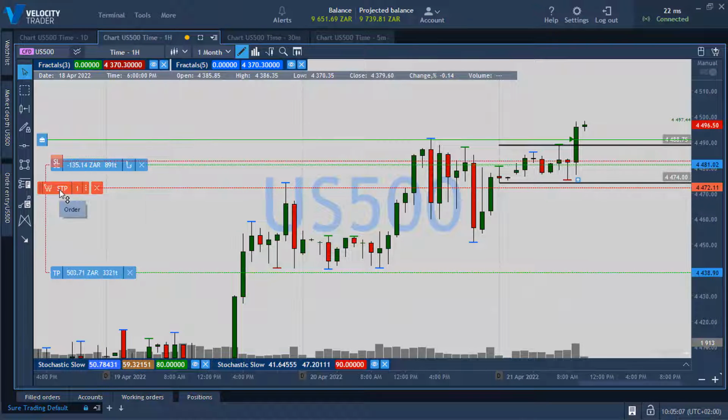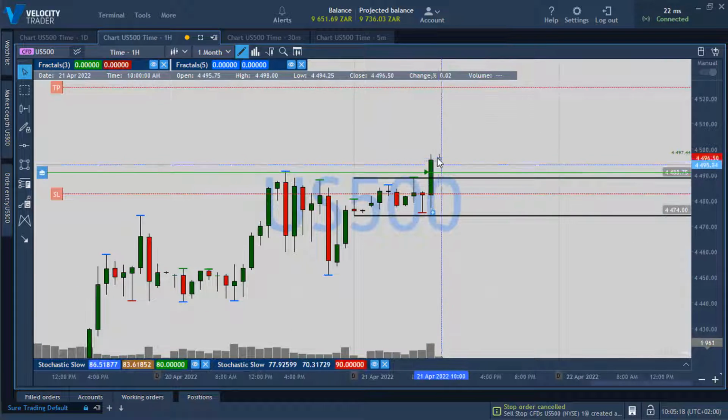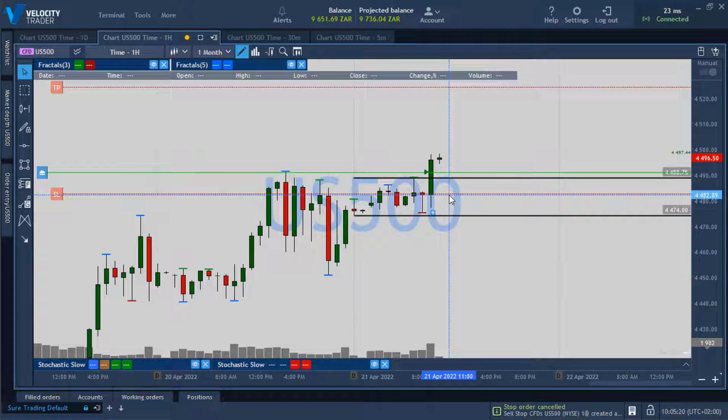In the meantime, I'm going to close my order to go short for now, and if we get stopped out, I might replace my short order, but for now let's focus on the long position that we are in.